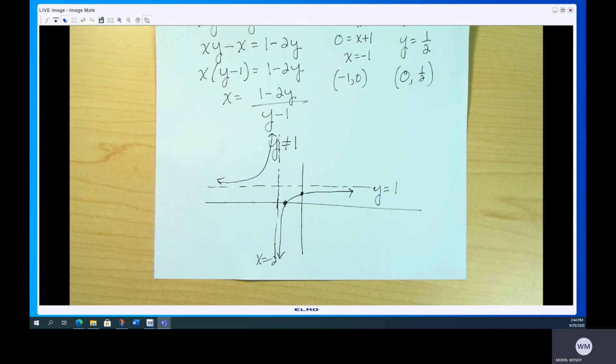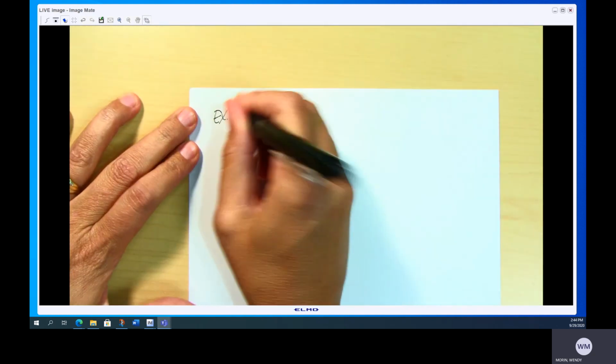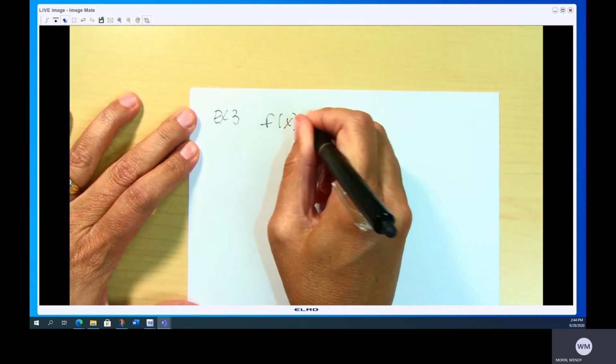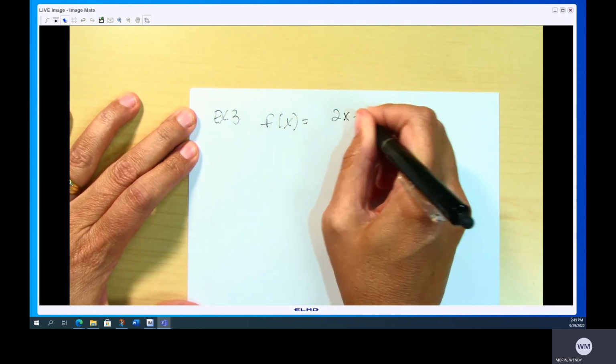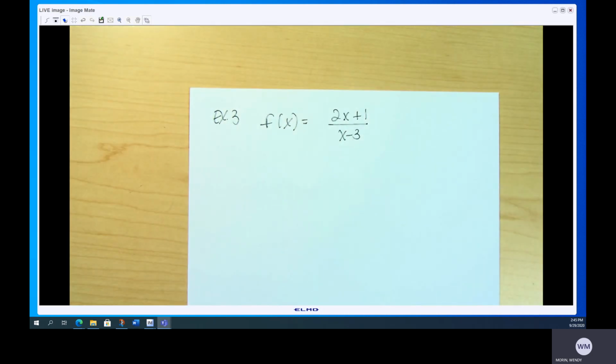Okay. Let's try one more. Sorry, ran out of paper. Okay, I want you to try this all by yourself. f of x equals (2x plus 1) over (x minus 3). Find the domain, rearrange it to find the range, find the x and the y intercepts, and then sketch a graph.